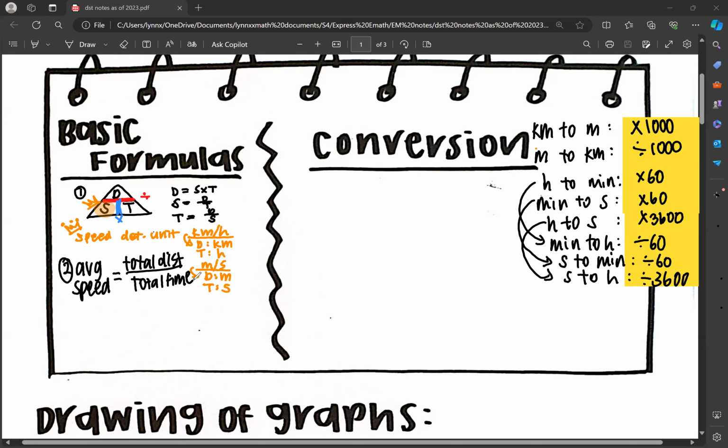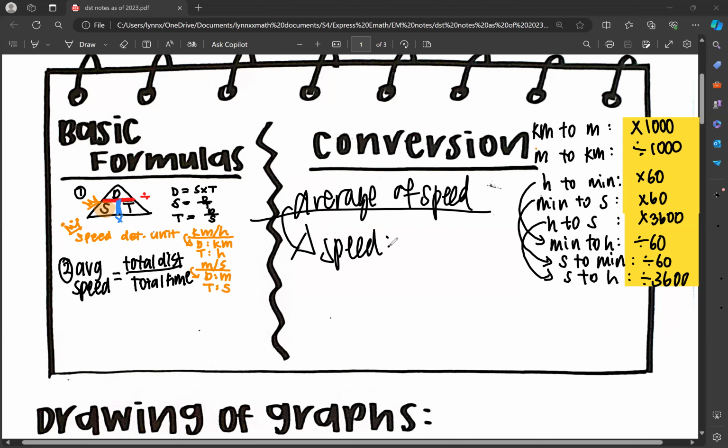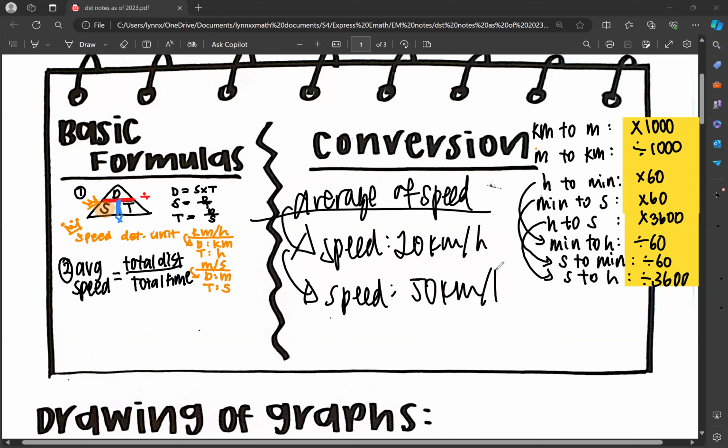It's not literally taking the average of the speed. Do you understand the English? Average speed is not the same as taking the average of the speed. What is average of the speed? When you say average of speed, it's referring to the speed in the first part of the journey being 20 km per hour, then the speed in the second part of the journey being 50 km per hour. So the average of the speed means I take 20 plus 50 divided by 2.